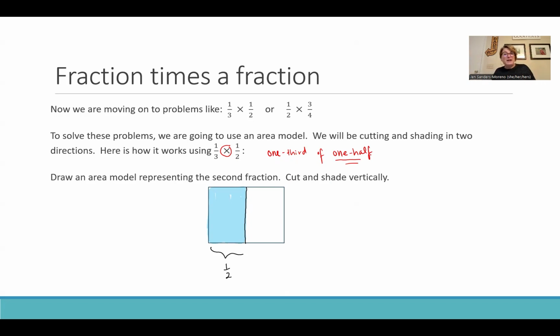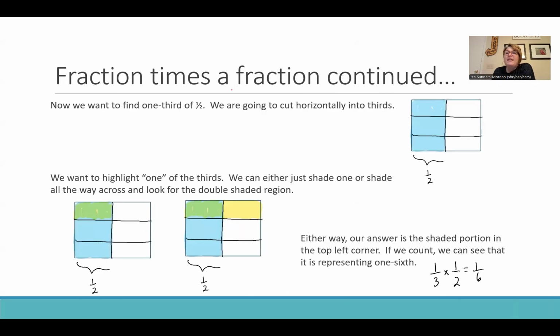So we're going to start by cutting our area model vertically to represent a half. We saw this with our adding fractions video. If you want, you could shade the left side, you could shade the right side, but we just need to shade one of these two sides. So here's my 1/2. I cut the second fraction vertically, shading 1 out of 2. Now, here's the deal. We want to find 1/3 of a half. So we're going to cut horizontally into thirds.